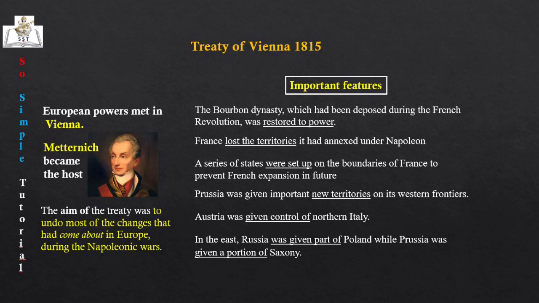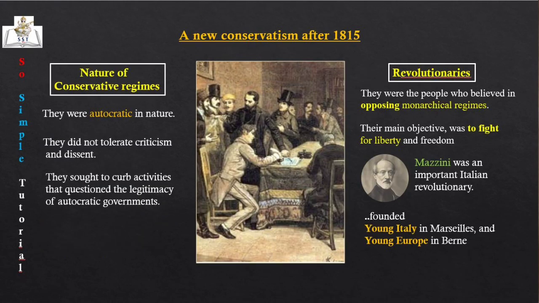4. Prussia was given important new territories on its western frontiers. Austria was given control of northern Italy. In the east, Russia was given part of Poland, while Prussia was given a part of Saxony. The main intention was to restore the monarchies that had been overthrown by Napoleon and create a new conservative order in Europe. So finally, conservative regimes were set up in 1815.